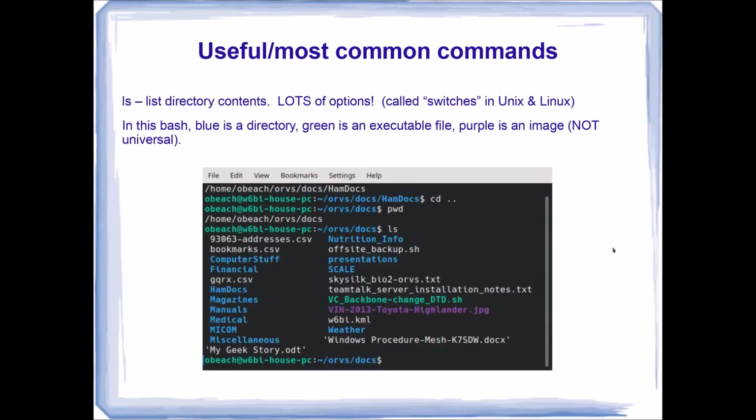ls lists the directory contents. There are tons of options, which are sometimes called switches in Unix and Linux. The options for ls always start with a dash, and you can string a number of them together. Here's just a plain old ls command, and you can see the colorations for the different types of files.